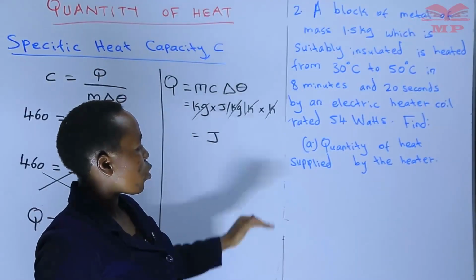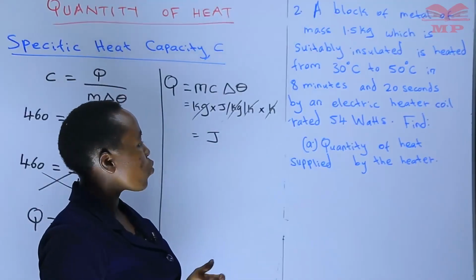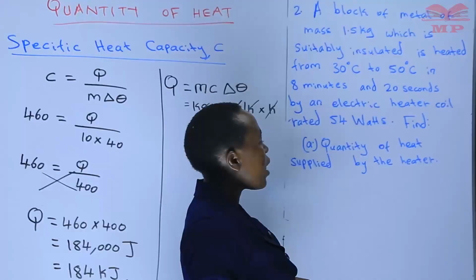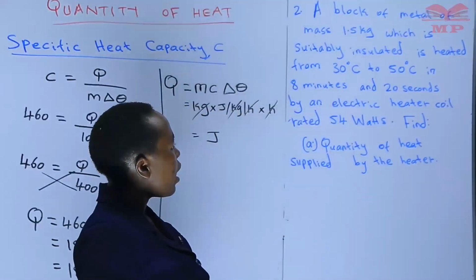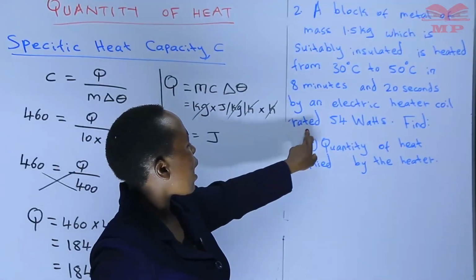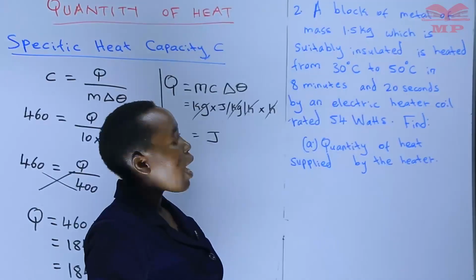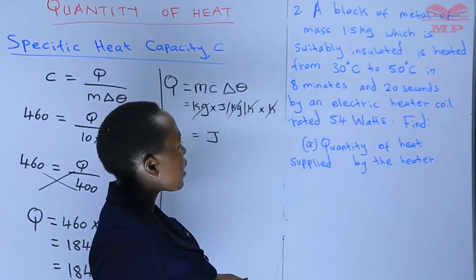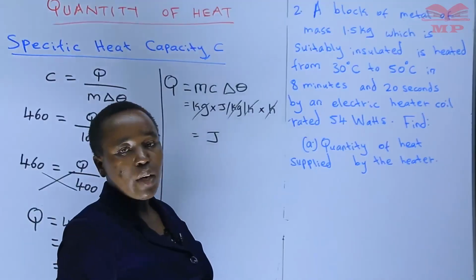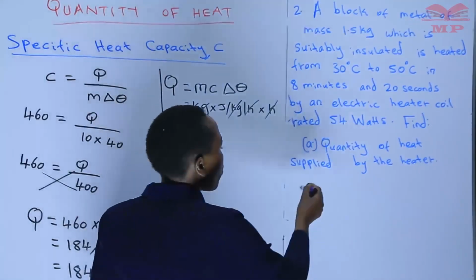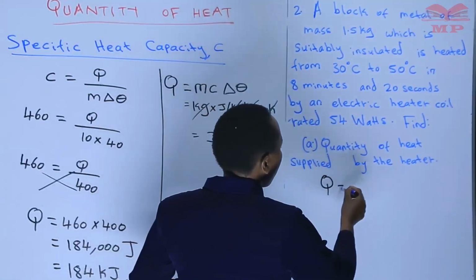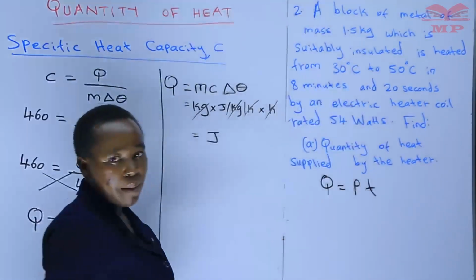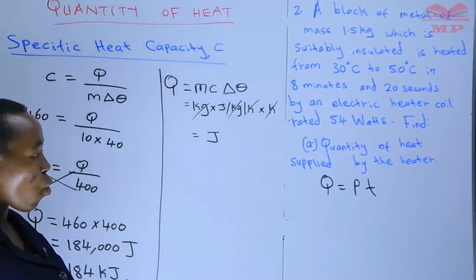So this question is divided into 3 portions, we'll see. First we want to calculate the quantity of heat that is supplied by the heater. Since we have the power rating of the heater and we know the time that it takes to supply that heat, then we can calculate the quantity of heat. So we know that quantity of heat will be given by power multiplied by time, from Joule's law.